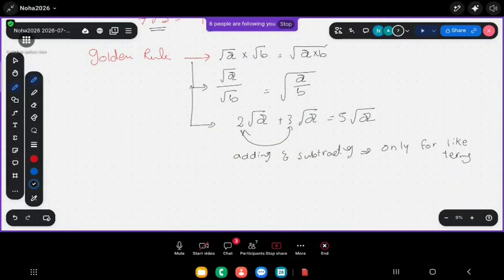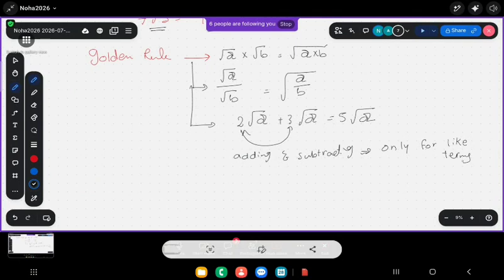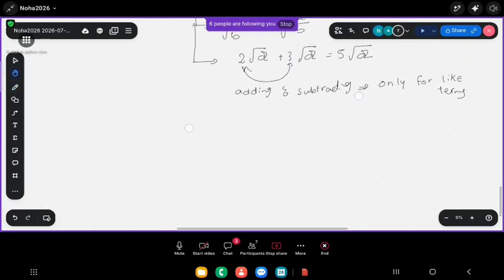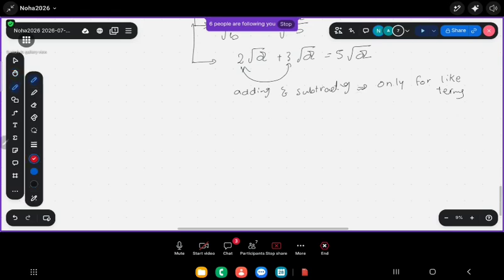Okay. Now, simplifying the surds. If we have a big surd, like root 48, stay with me, because we are gradually going to make the numbers bigger, bigger, bigger. If we have root 48, I will take this 48 and ask, how can I get it? How can I factorize it?